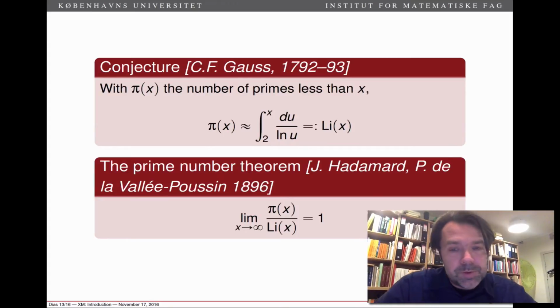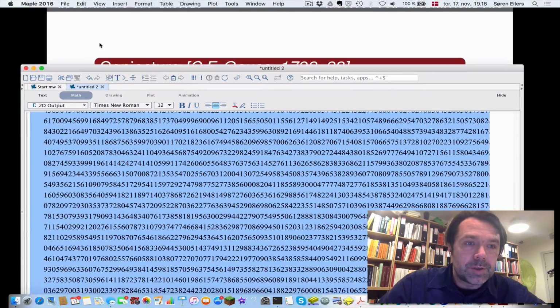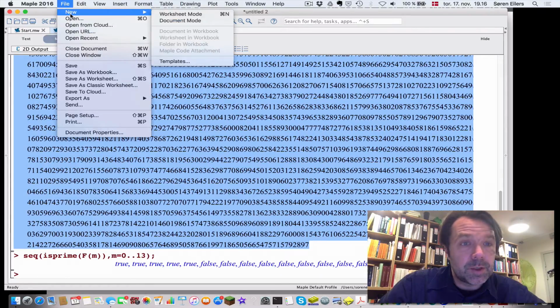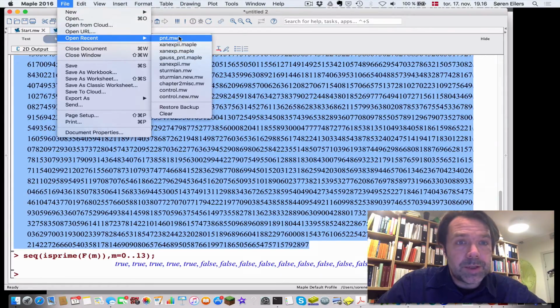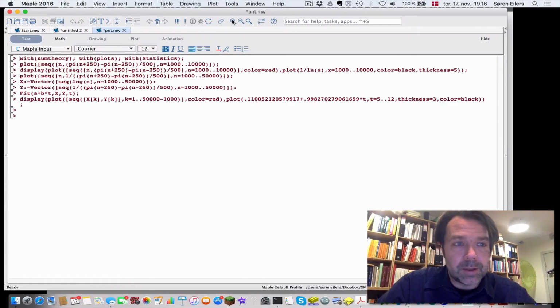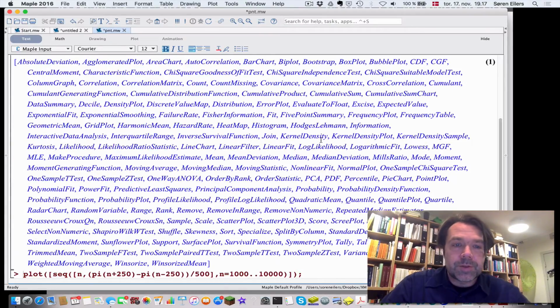So let me show you a little bit of how we might address the question of the density of primes using the more modern tools that are at our disposal. So if we go to Maple, I'm going to show you something that I've pre-prepared, and also I will put this, of course, on the Epsilon page so that you can play with it yourself.